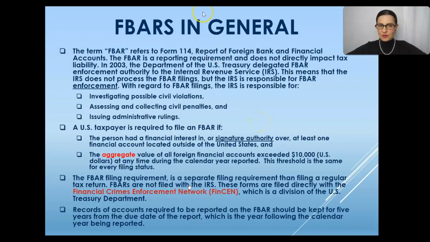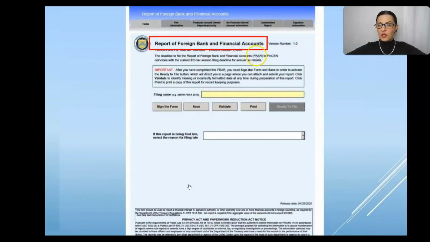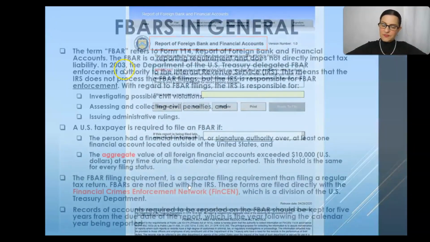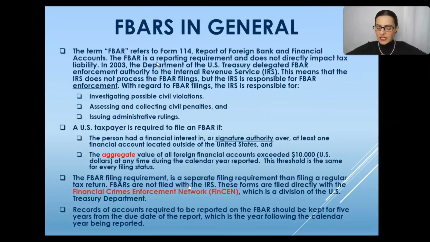The term FBAR refers to Form 114, Report of Foreign Bank and Financial Accounts. The FBAR is a reporting requirement only. It's not an income tax return, and it does not directly impact tax liability. In 2003, the Department of the U.S. Treasury delegated FBAR enforcement authority to the Internal Revenue Service. The IRS does not process FBAR filings. You do not file FBARs with the Internal Revenue Service. The FBAR is filed directly with the Financial Crimes Enforcement Network.